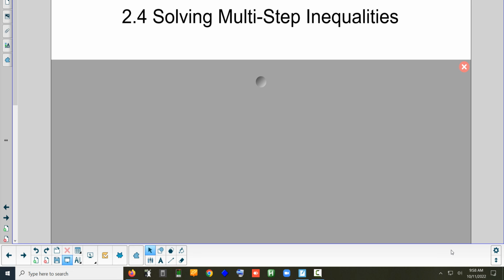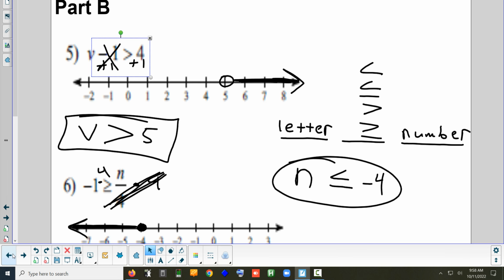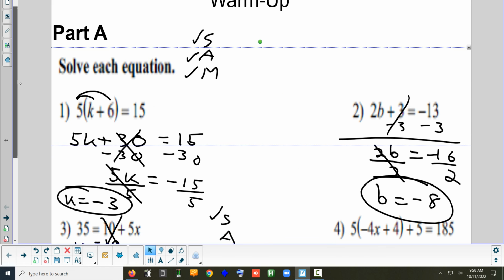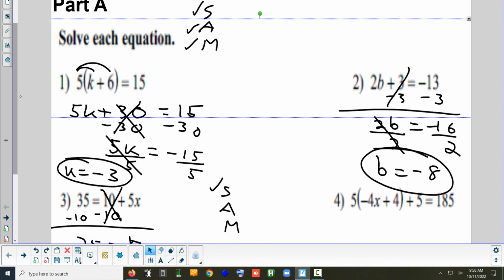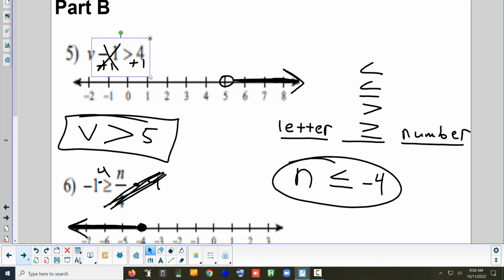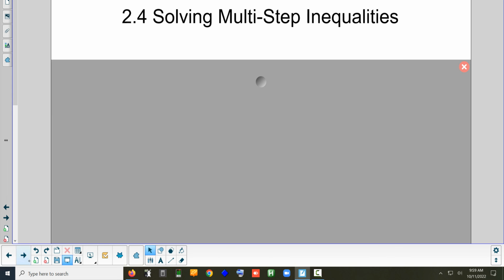All right, so we're going to start off looking at 2.4, which is going to build right off the warm-up we just did, solving multi-step inequalities. So in the warm-up, we practiced solving multi-step equations. Remember, that's where we use SAM to remember the order we do things in. And we also practiced graphing single-step inequalities. Well, now we're going to combine the two. So we did multi-step equations, we did single-step inequalities, now we'll do multi-step inequalities.